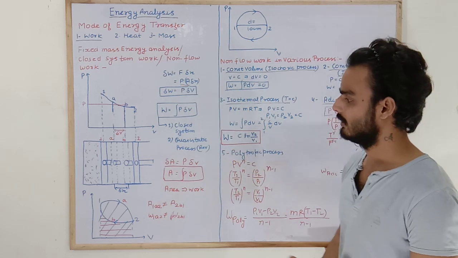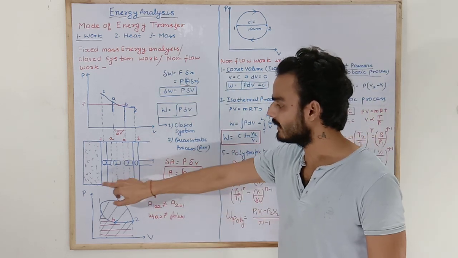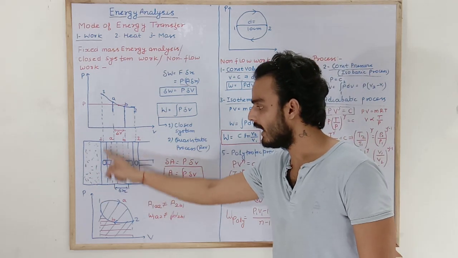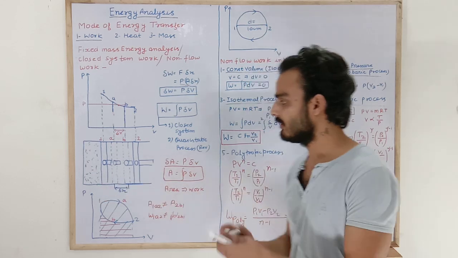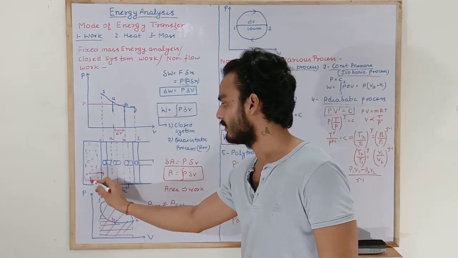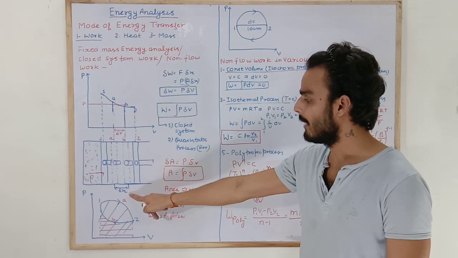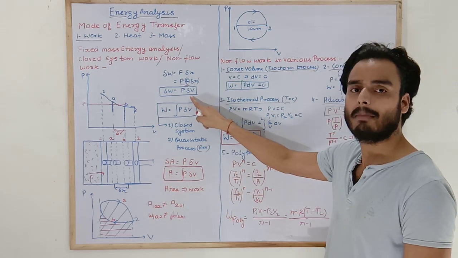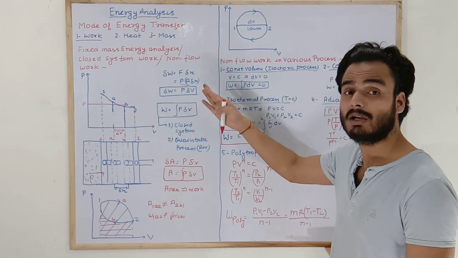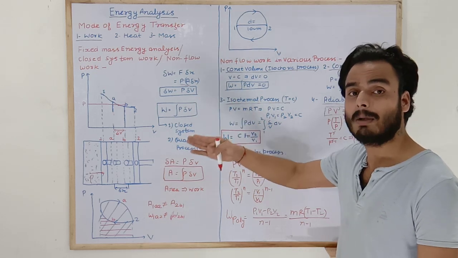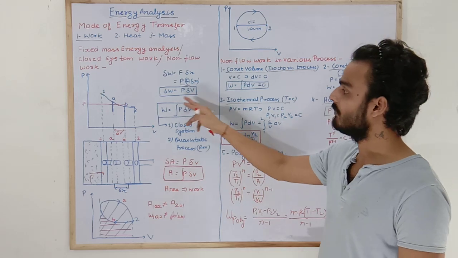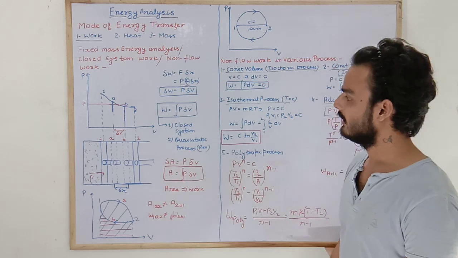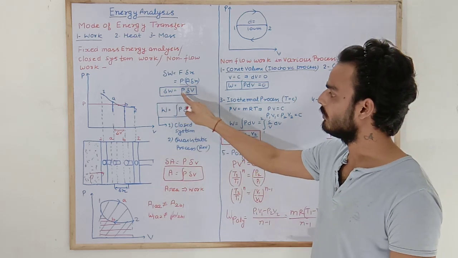So delta W is equal to P A delta x. Here A indicates the area of the piston on which the gas is applying pressure P, and delta x is the small displacement. So A delta x is a small amount of volume. You can say this is the swept volume, this much volume is swept by the piston. So P delta V is the delta W. From the figure we can think, delta W is equal to P delta V.